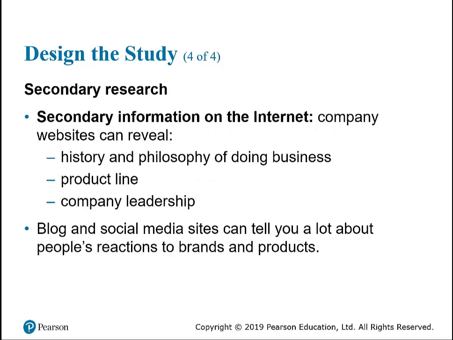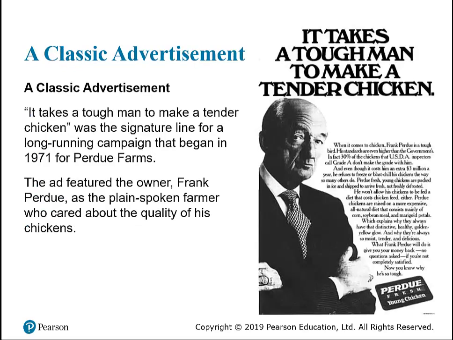Secondary research: secondary information on the internet. Company websites can reveal the history and philosophy of doing business, their product line, and their company leadership. Blog and social media sites can tell you a lot about people's reactions to brands and products.